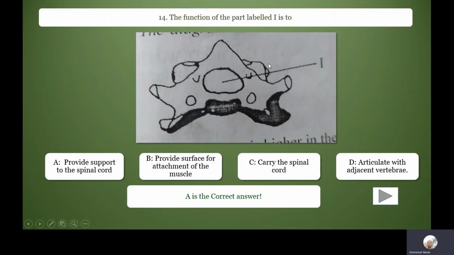The function of the part labeled I, this is I, this is the neural canal, is to provide support to the spinal cord. It provides support and protects the spinal cord. So the correct option here is A.